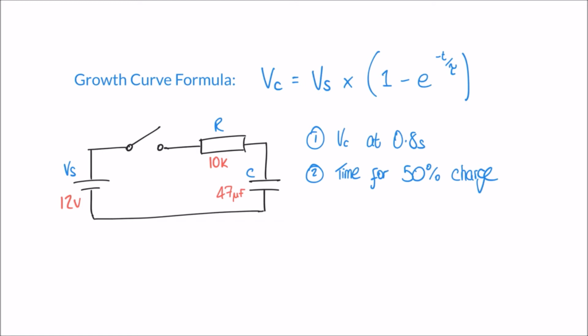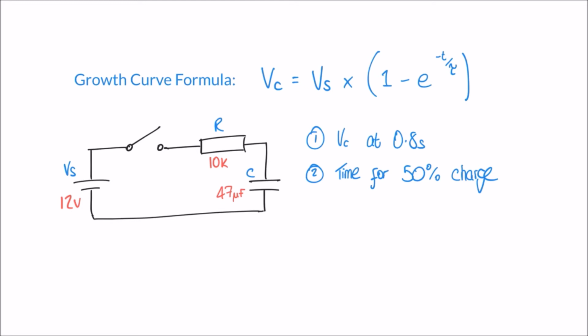Question 2, slightly different. What time is required to allow the capacitor to charge up by 50% of its full capacity? So let's look at question 1 first. In question 1, we can use the formula for the growth curve at the top there. We don't need to plot a graph and determine our results from the graph, because we can just use this growth curve to work out the answer. But before we can do that, we need to work out the time constant.